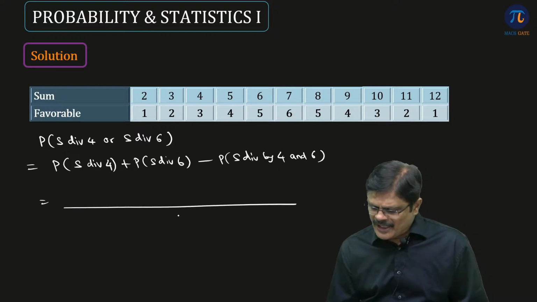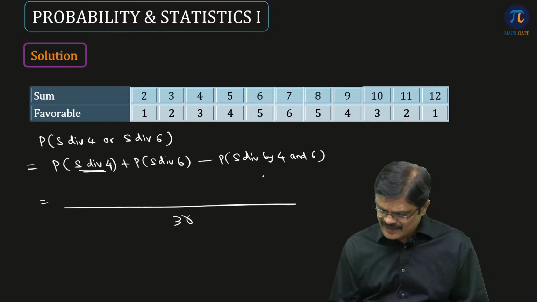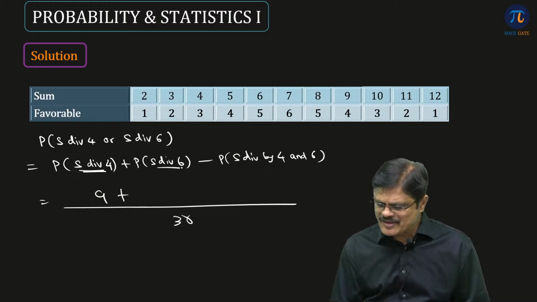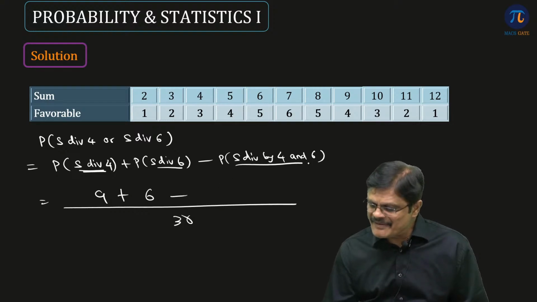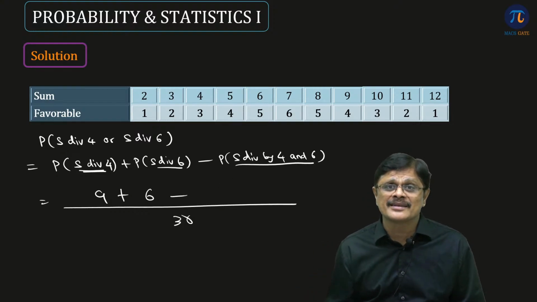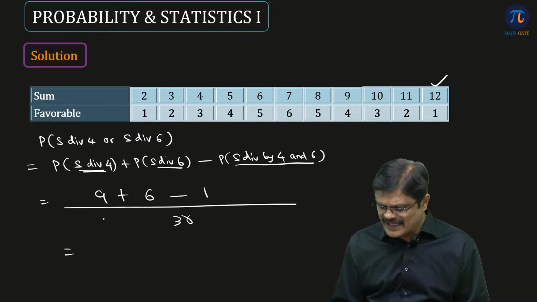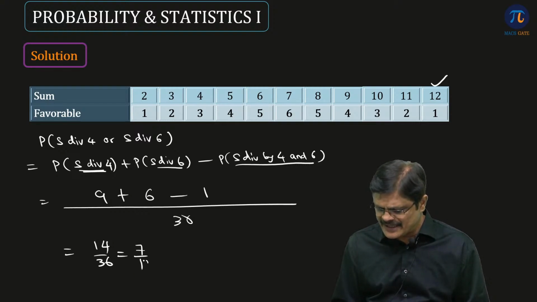So here the denominator is 36. Sum divisible by 4, how many cases, sir? We already saw 9 cases. Sum divisible by 6, how many cases? We already saw 5 cases. Sum divisible by 4 and 6: which value is divisible by both 4 and 6? That is only 12. That is one case. So when you do this, 9 plus 5 minus 1, 13 by 36. So it is 7 by 18 is the required answer.